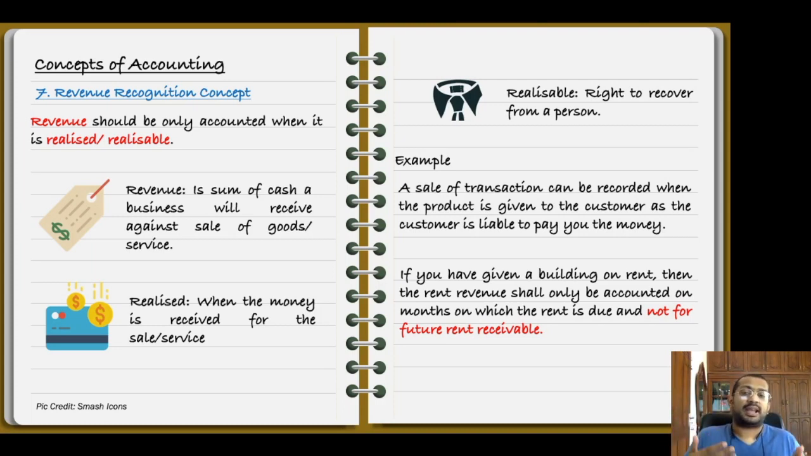We will only be recording the revenue in the books of accounts when it is due to us, whether when we have realized it or when it is realizable, when we have a right to realize the amount. So when I am entering into the rent agreement, I won't be recording the whole rent as income for today, but I will be recording it partially as and when the service is completed and I have the right to ask for the rent.